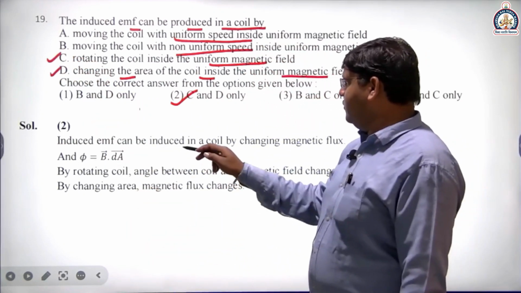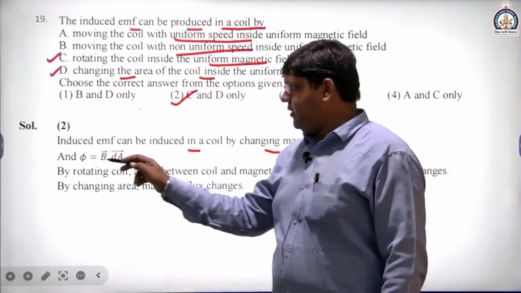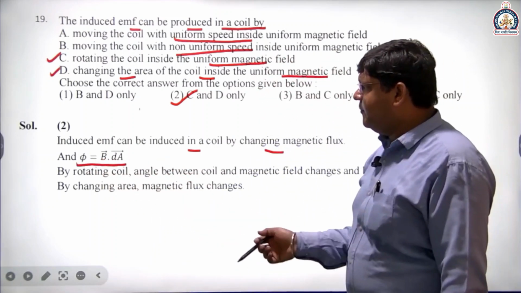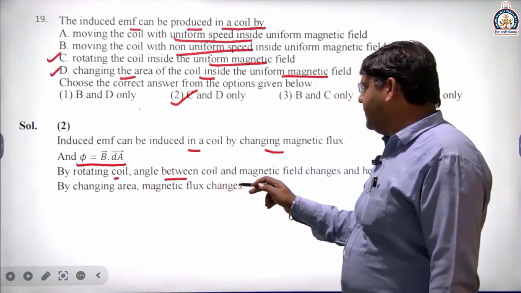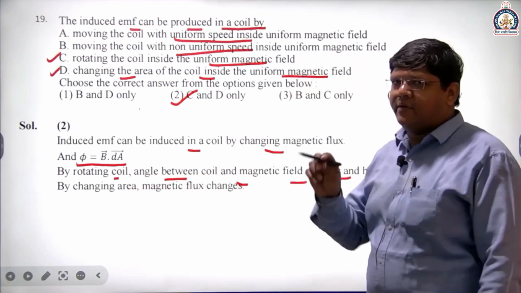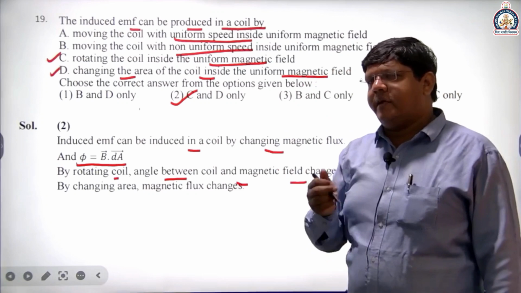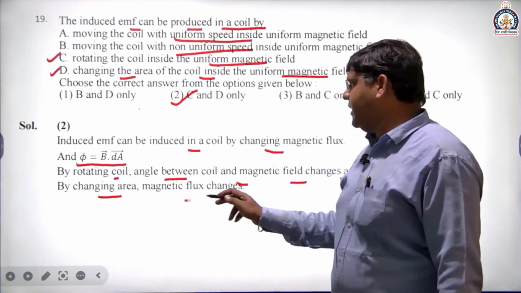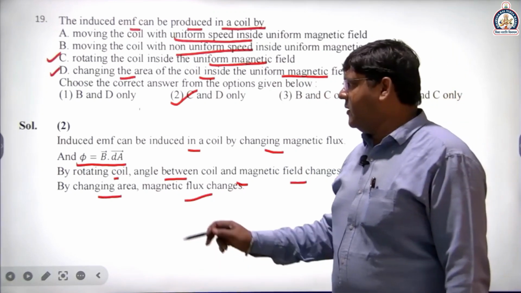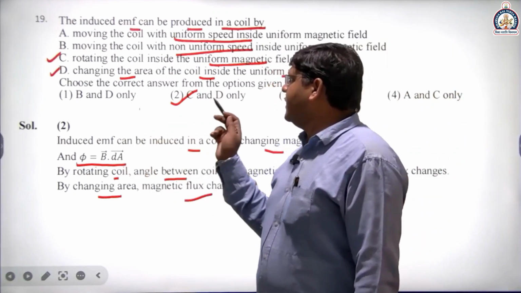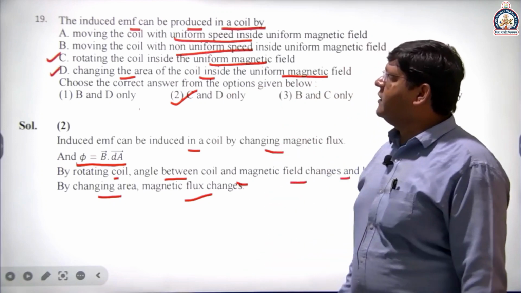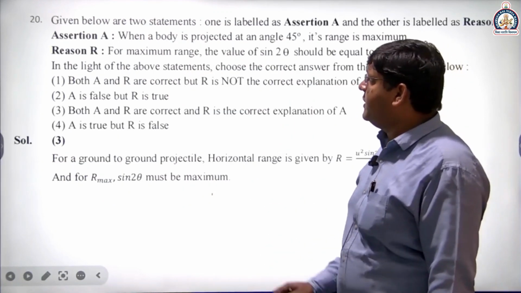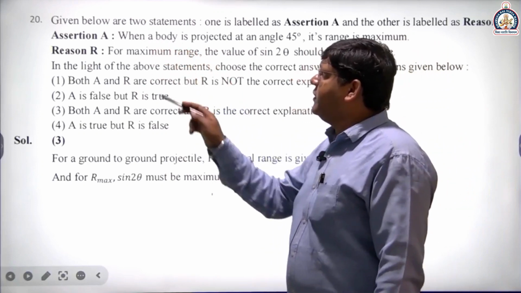Okay, so the correct answer is option number C, that says C and D are the correct explanation. Induced EMF is given by the flux, phi is equal to B into dA. By rotating the coil, the angle between the coil and the magnetic field changes. When we rotate something, the angle theta changes, and hence the flux changes. By changing area, magnetic flux changes. Okay, so option number 2 is correct, which says C and D are the correct methods for induced EMF.